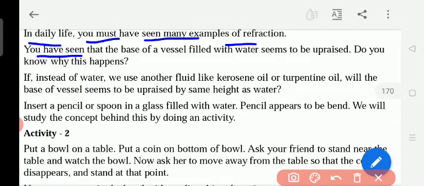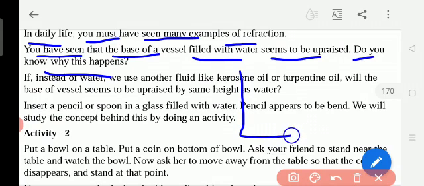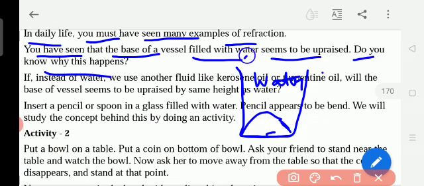You have seen that the base of a vessel filled with water seems to be upraised. Do you know why this happens? For example, we take a vessel, a bucket or anything. Now we pour water. After pouring the water, when we look inside, we see that the base part is raised.